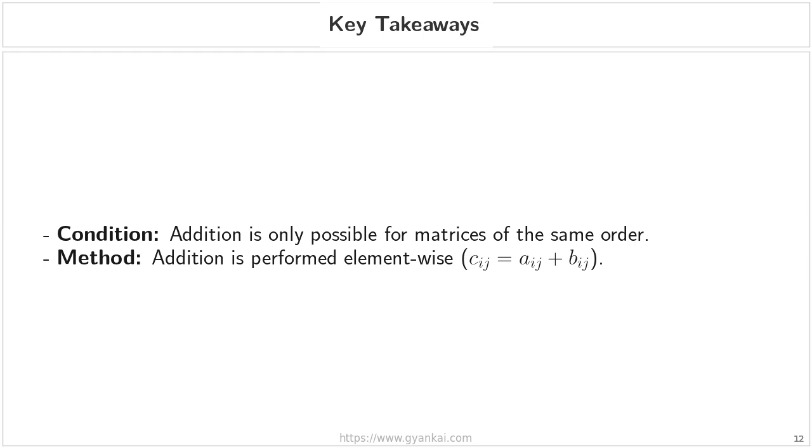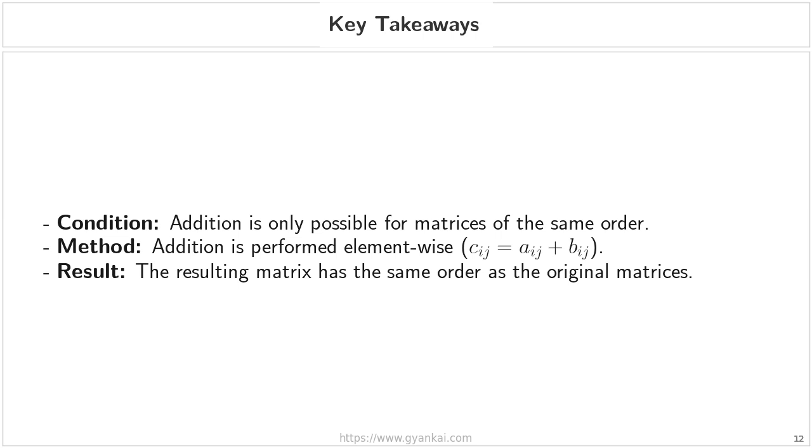In mathematical terms, this means that the element in the ith row and jth column of the resulting matrix, C sub ij, is found by adding the corresponding elements, a sub ij and b sub ij, from the original matrices. As a result of this process, the final matrix you produce will always maintain the same order as the original matrices you started with.